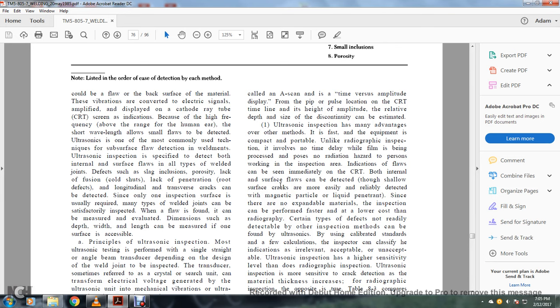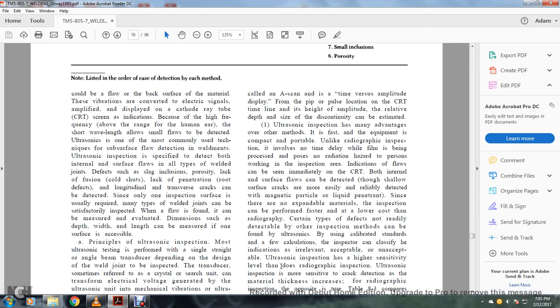Surface cracks are more easily and reliably detected by magnetic particle and liquid penetrant. Since there are no expendable materials, the inspection can be performed faster and at a lower cost than radiographic. Certain types of defects not readily detected with other inspection methods can be found with ultrasonic. With a calibrated standard and a few calculations, the inspector can classify indications as irrelevant, acceptable, or unacceptable.